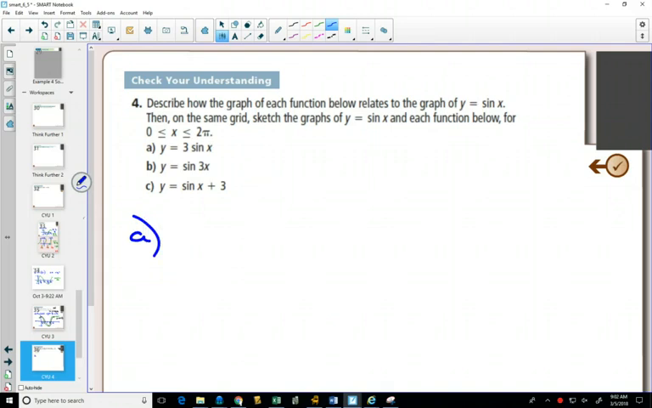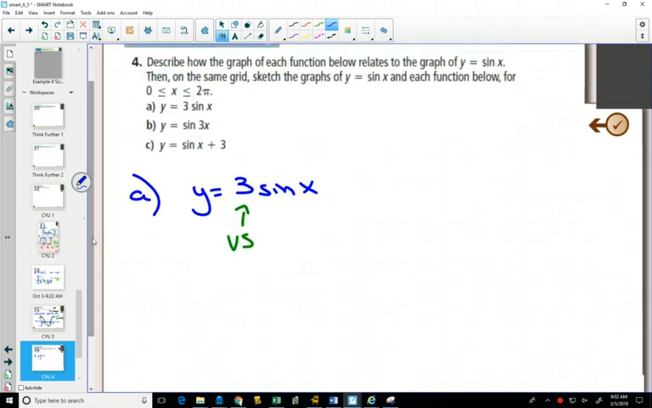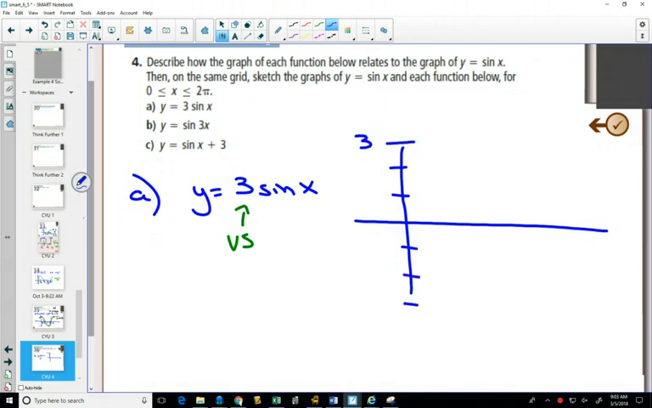Okay? If we were going to graph y equals 3 sine x, that 3 outside this is a vertical stretch. And anytime you have a value outside of a sine or cosine graph, it's going to affect its amplitude. So when I draw this, instead of having a maximum value at 1 and a minimum value at -1, I now have a maximum value at 3 and a minimum value at -3.